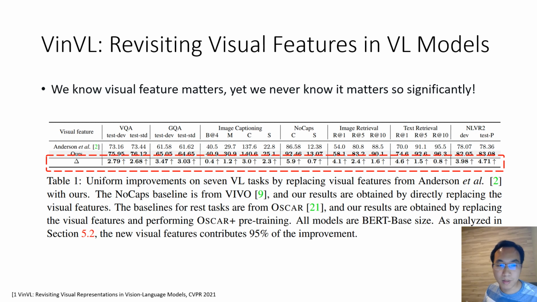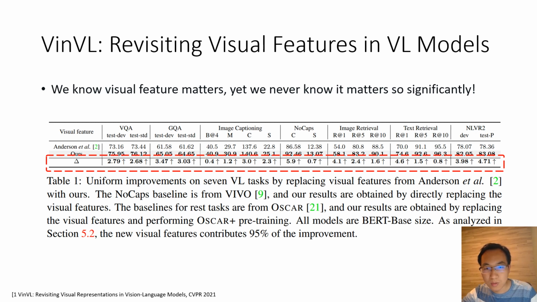So here are some experimental results. We know visual features matter, but we never knew it mattered so significantly. It really provides a large-margin, uniform performance improvement across many different vision-language tasks by just replacing the image features. As you can see in some examples, for the VQA task, it provides almost a 3-point improvement, which is significant. For the challenging GQA task, it can also provide a 3-point improvement. And they also achieve very strong performance on image captioning and image retrieval.